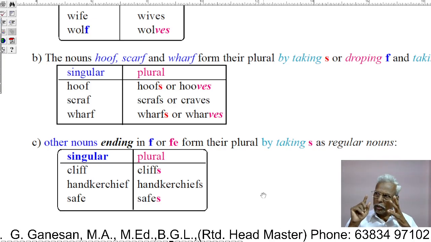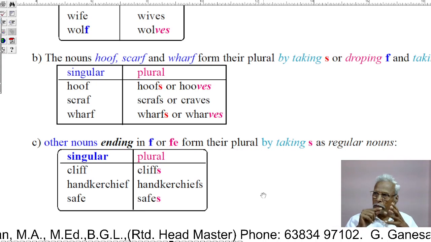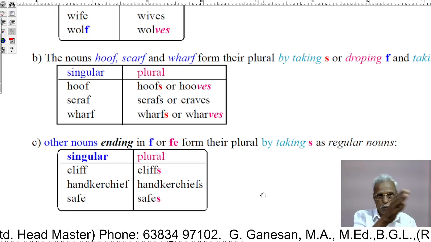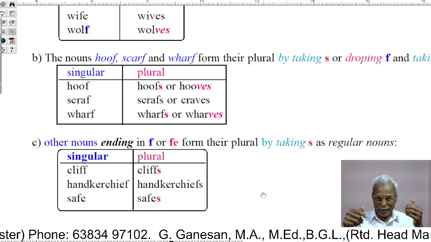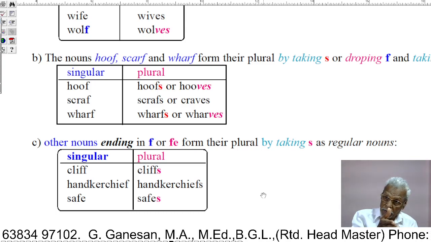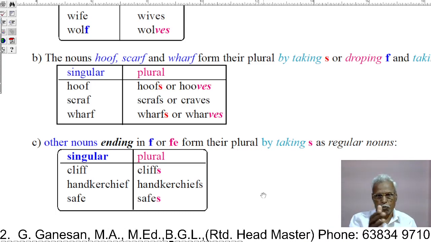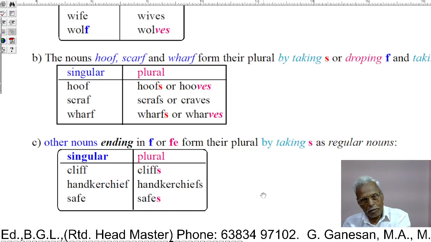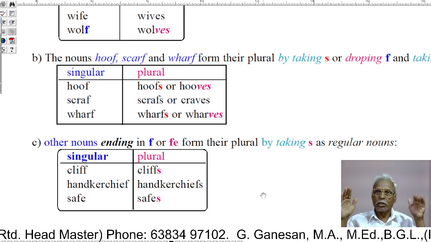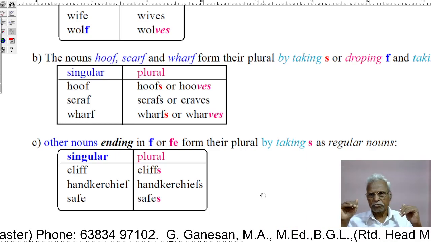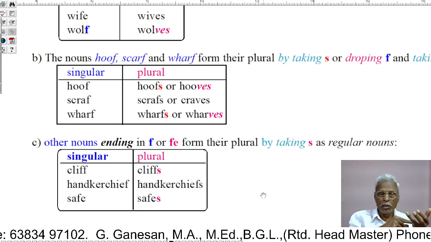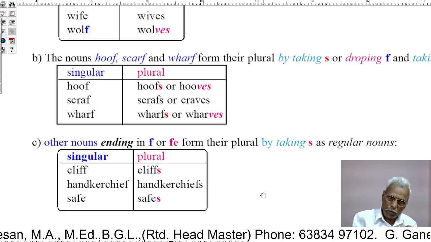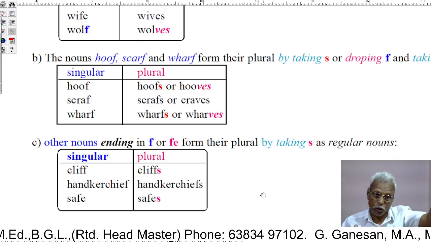That is, the rule has three parts. First one is irregular nouns ending in F or FE: drop the F or FE and take VES to form their plurals. Second one is some irregular nouns, particularly hoof, scarf and wharf. These three irregular nouns take either S or drop the F and take VES to form their plurals. Third subdivision is other nouns. Leaving these first 12 and the 3 irregular nouns, other nouns ending in F or FE form their plurals simply by taking S, as regular nouns.